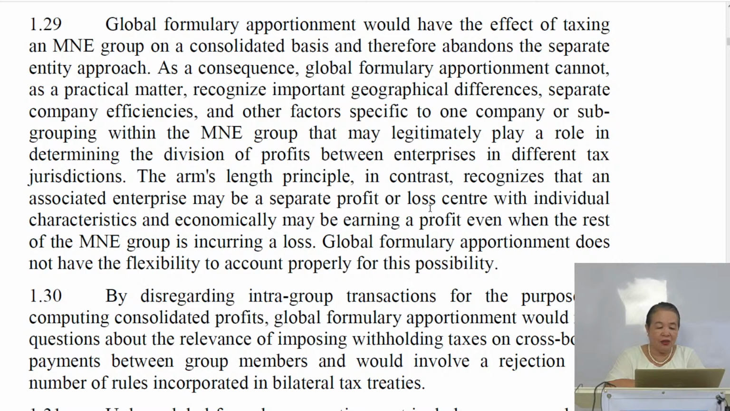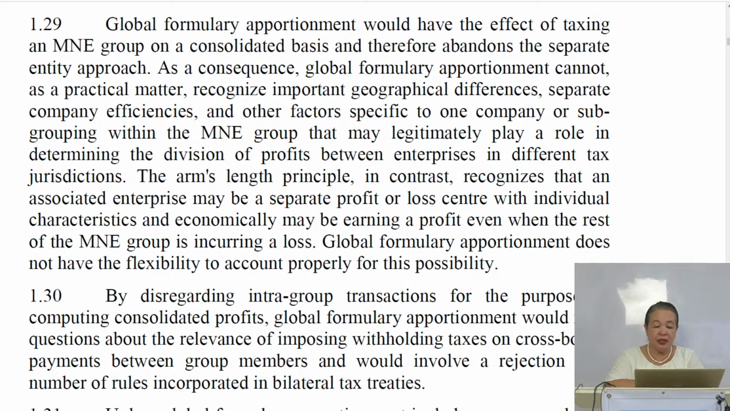And how much, no? The arm's length principle, in contrast, recognizes that an enterprise, associated enterprise, may be a separate profit or loss center with individual characteristics and economically may be earning a profit even when the rest of the M&A group is incurring a loss. So, pwede na yung isang grupo talagang kumikita, but while the other members of the group are losing. Global formulary apportionment does not have the flexibility to account properly for this possibility, no?